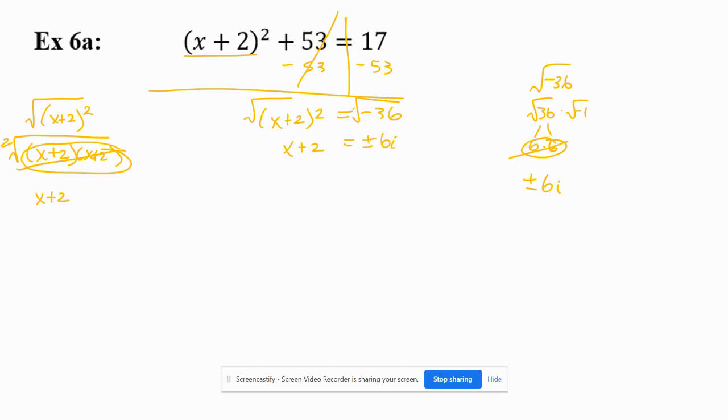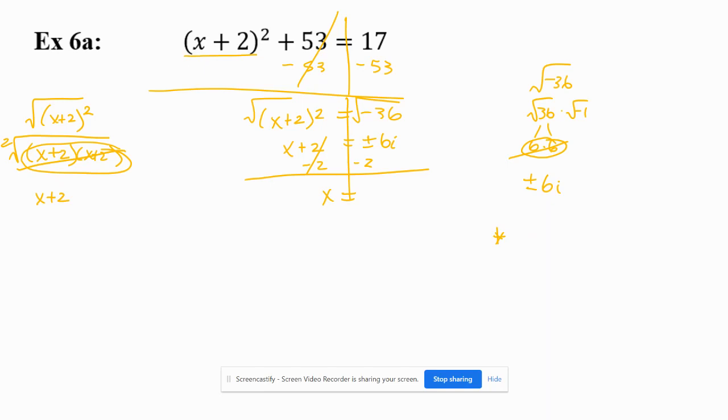Almost done. We need to get x by itself. So we're going to subtract 2 from both sides. On my left, 2 minus 2 cancels. We bring down the x. On the right, we have negative 2 plus or minus 6i. Keep in mind, negative 2 is the real part of my answers. Plus or minus 6i is the imaginary part. That's what we call a complex number.